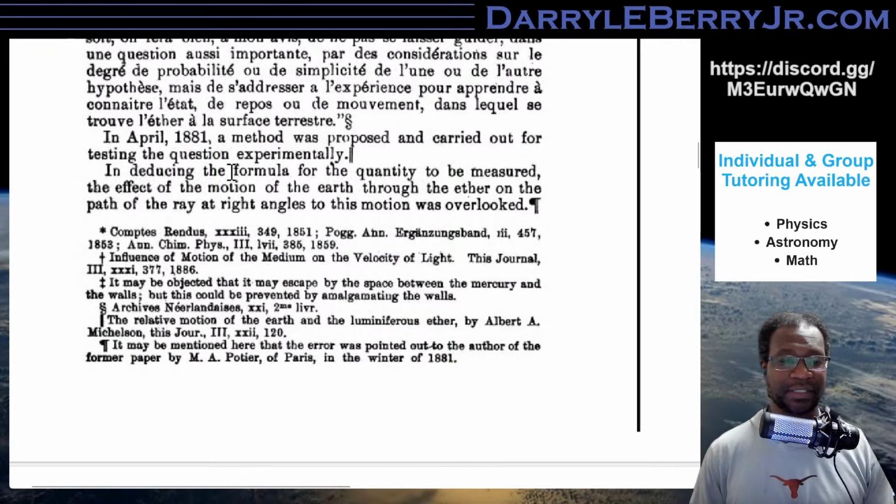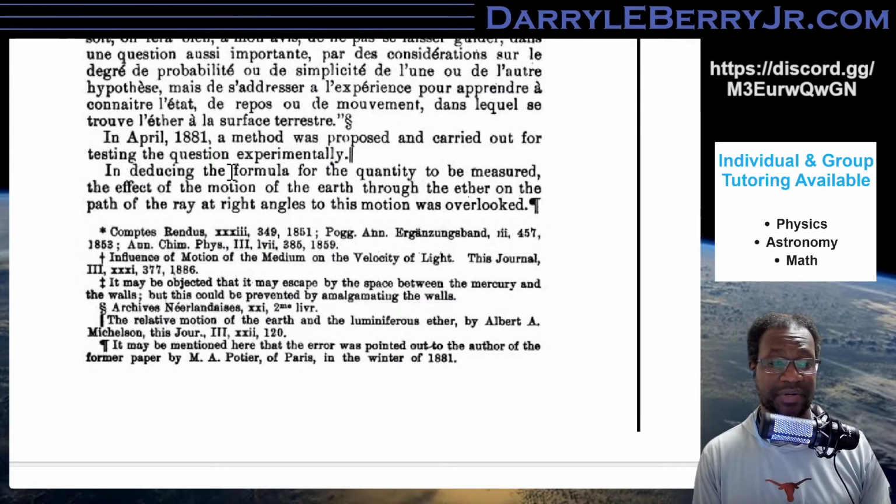In April 1881, a method was proposed and carried out for testing the question experimentally and deducing the formula for the quantity to be measured. The effect of the motion of the Earth through the ether on the path of the ray at right angles to this motion was overlooked. So it's quite interesting. And he said it may be mentioned here that the error was pointed out to the author of the former paper by Aimé Portier of Paris.